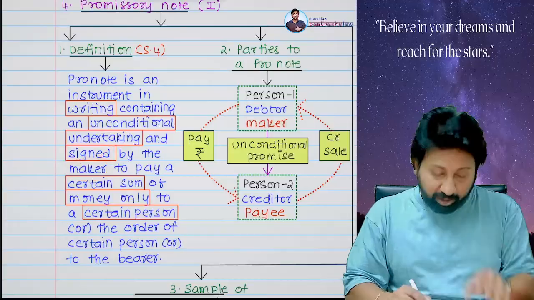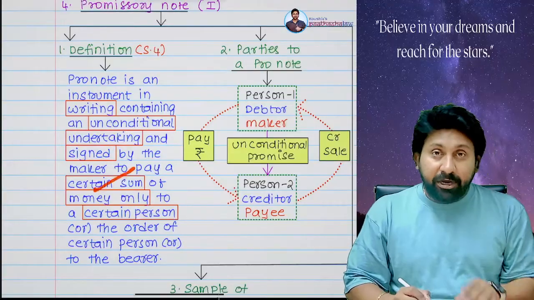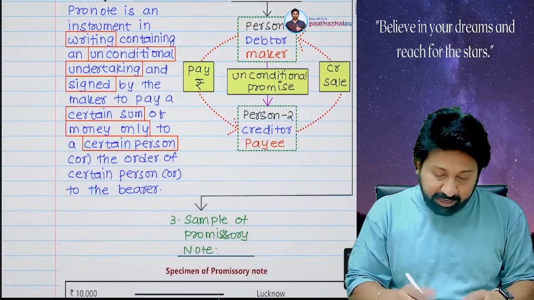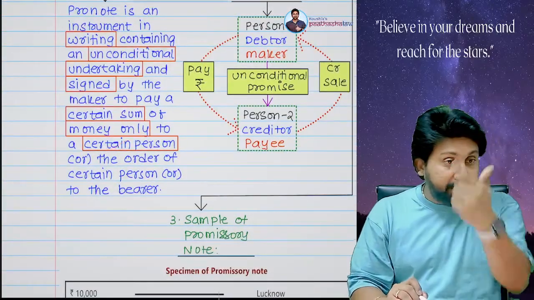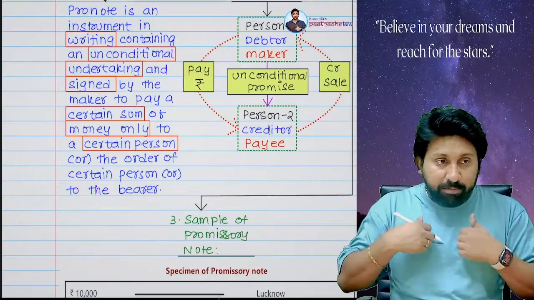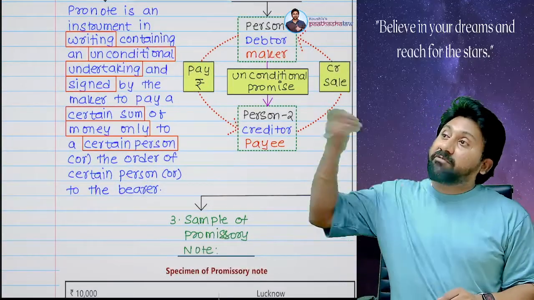Maker is a debtor. To pay a certain sum, it should be a certain sum. Next one, money only. Kind cannot be there. To a certain person only. The recipient should be a certain person. Okay, or the order of a certain person, either to me or you should tell to the order of Kaushik Mukesh.